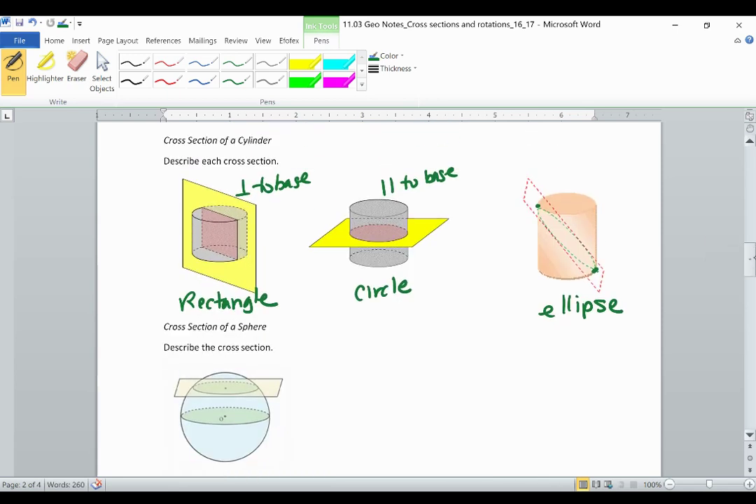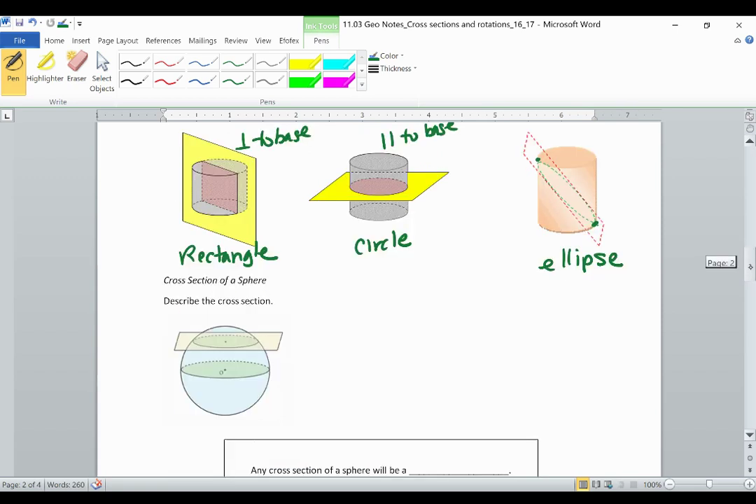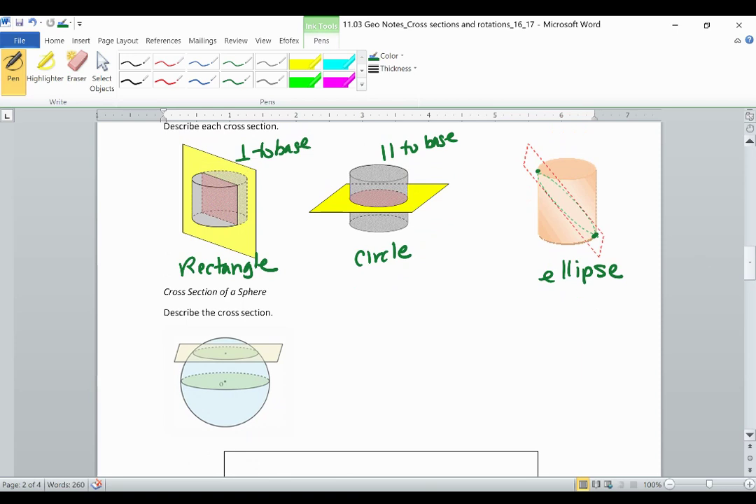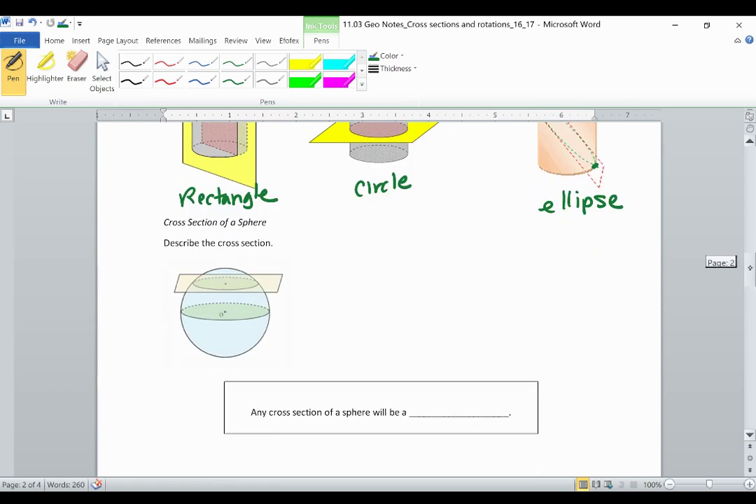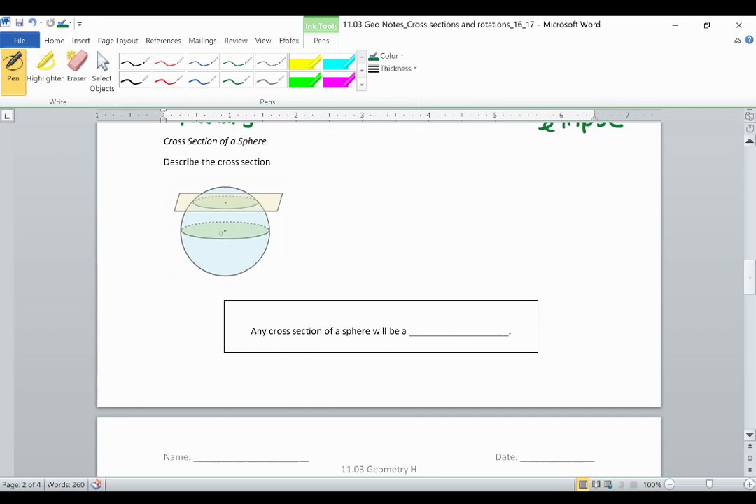Kind of cool, but also a lot of these are very hard to wrap your mind around. It may be easy right now to see it because you can see that picture drawn. So your mind might be saying what you see it in the dotted lines, but it's hard to visualize it without that picture there. And the last one is a sphere.